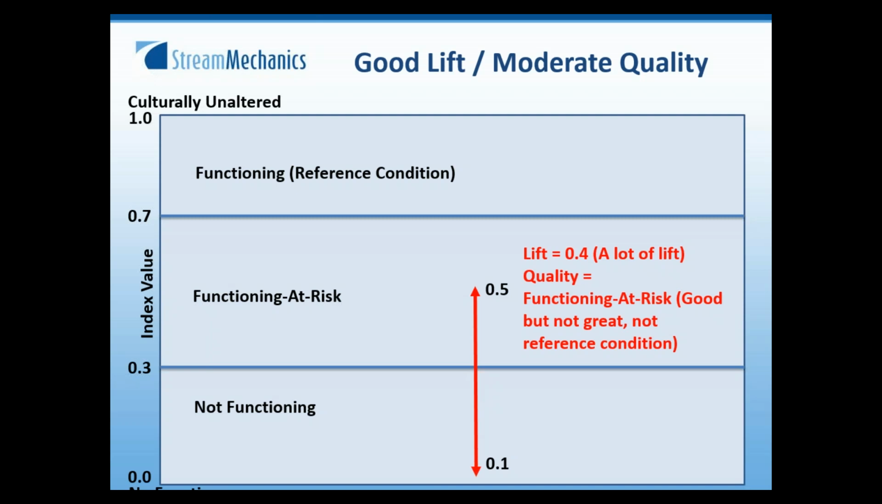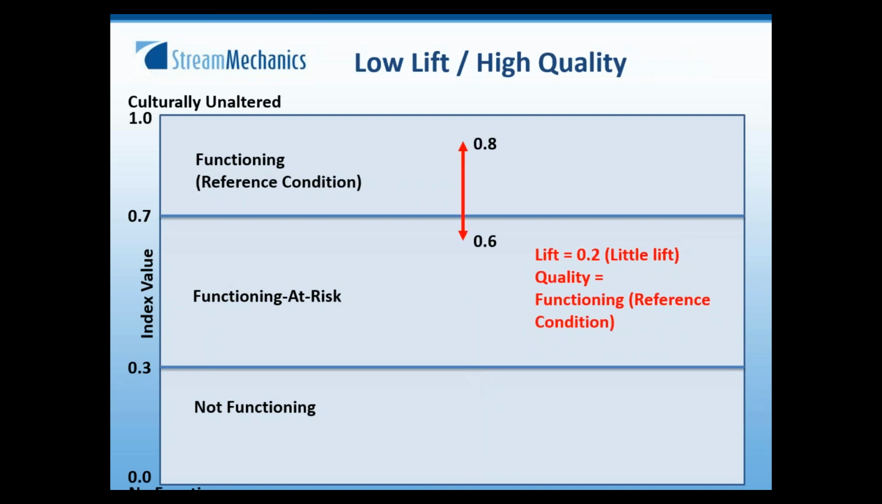That is okay. It doesn't mean you don't get your credits because your stream is functioning at risk. You took a dead stream and you brought some habitat, maybe even some biological life back. You just didn't take it to reference condition. But that 0.4 is a lot of lift, and credit would be given for that. You might think of that as an urban project. We're seeing urban projects actually generate quite a bit of lift.